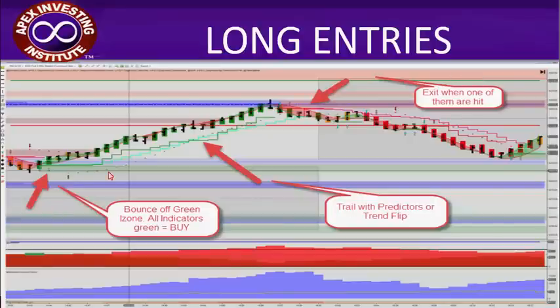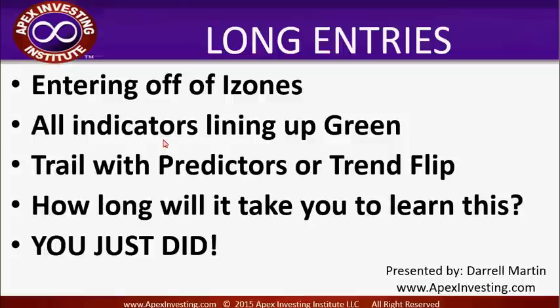Those dots right there are the trailing stop. That's what you're trailing your stop with, okay? Or if you want a little closer of a stop, you can trail with this trend flip, because it gets a little bit closer in the beginning, and then the predictors kind of overtake it. But if you want a closer stop, you can trail with this line right here. That's a long entry. That's how we do it on any market that I just showed you earlier from today.